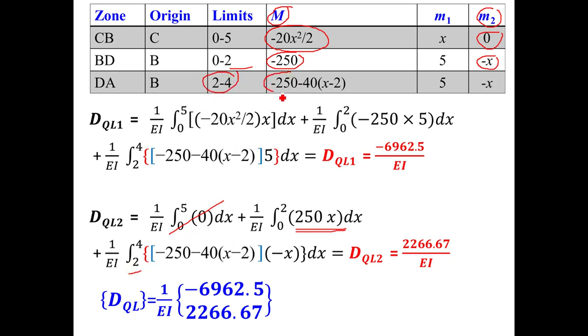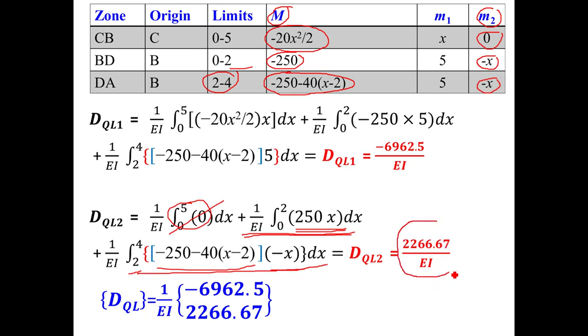Capital M is equal to minus 250 minus 40 into x minus 2 and M2 is equal to minus x. So now if you perform this integration in your calculator, first zone is already 0, but remaining two zones, if you perform the integration and if you add this, finally you will get the DQL2, that is horizontal displacement at C, is 2266.67 upon EI. So these are the elements of DQL vector.